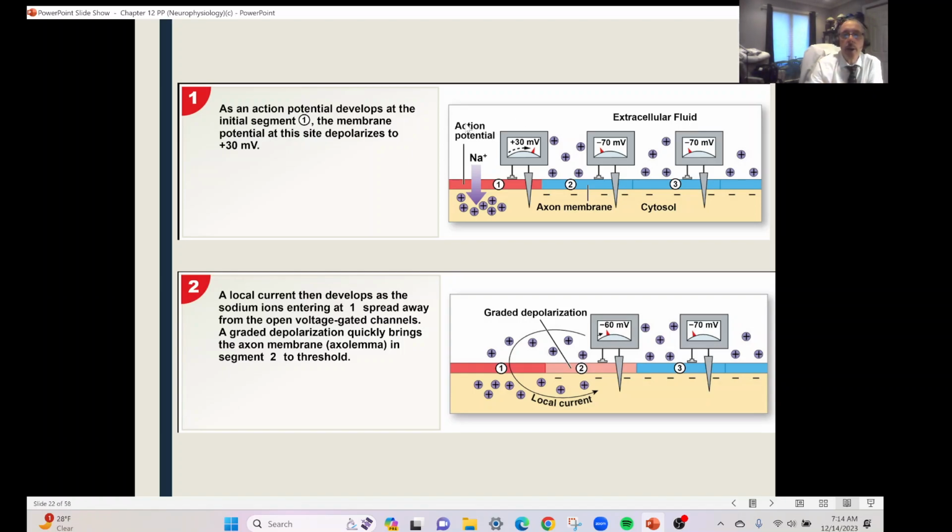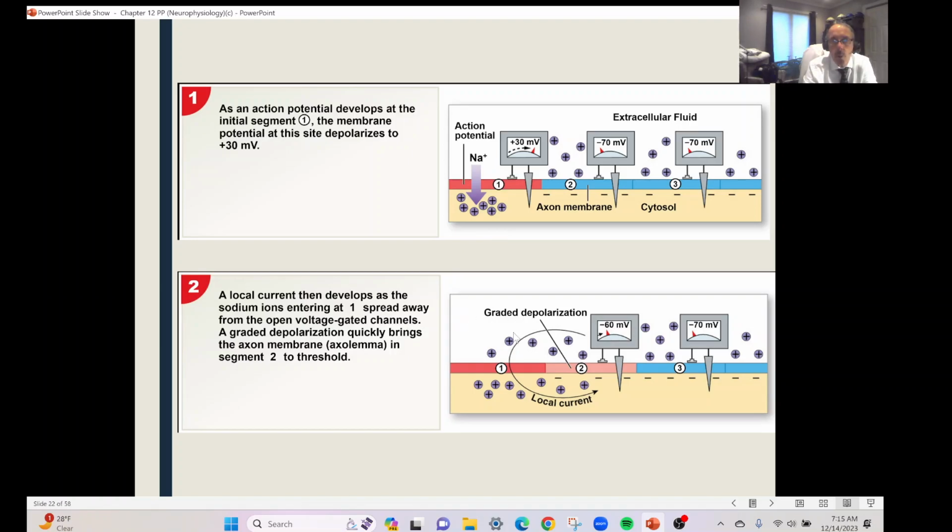So let's say we got the action potential at the initial segment. So we know that sodium is going to flood into the inside of the cell, making the inside of the cell more positive. And if you remember, that upward swing of the action potential is called depolarization, and we get all the way up to plus 30. So this is happening at the first segment of the axon.